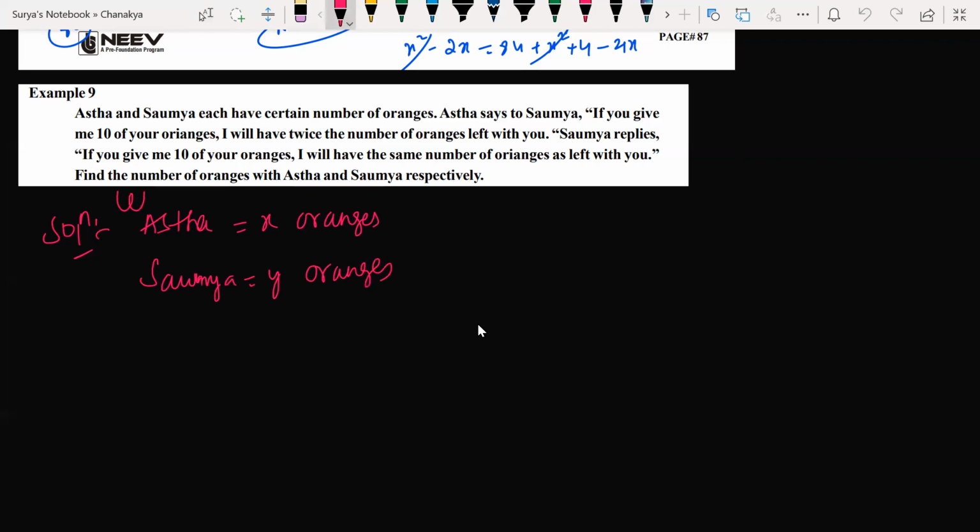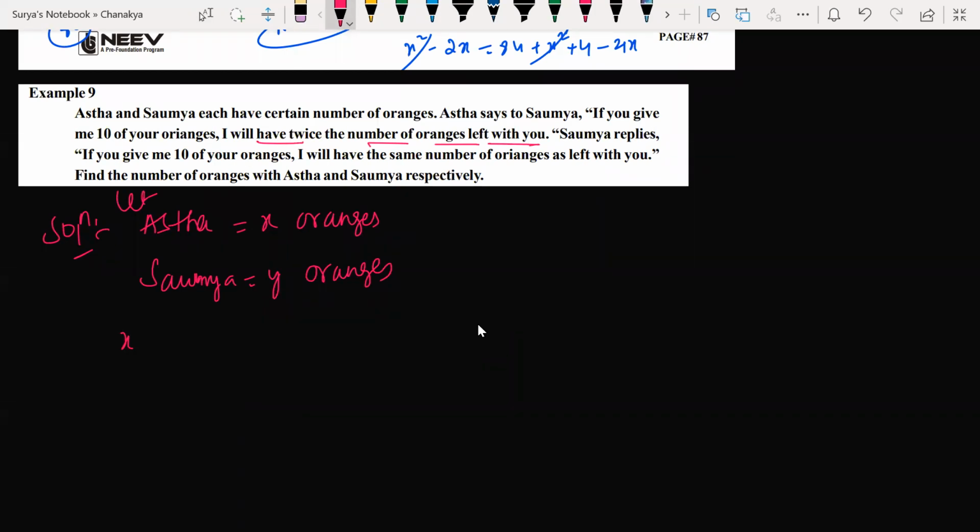Let's say this. Asta says to Soumya that if you give me 10 of your oranges, I will be having twice the number of oranges you are left with. What is this?